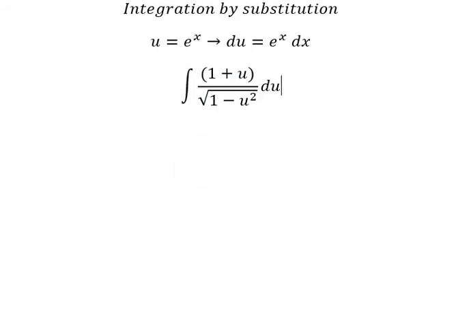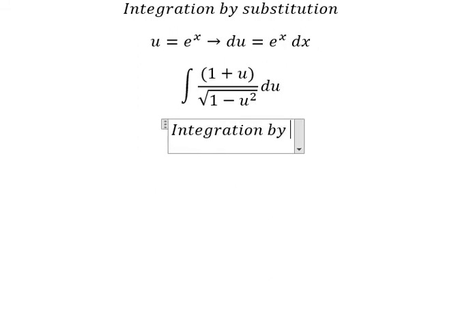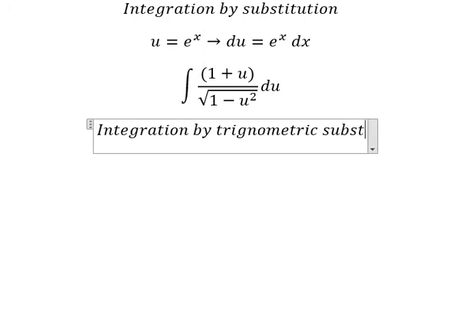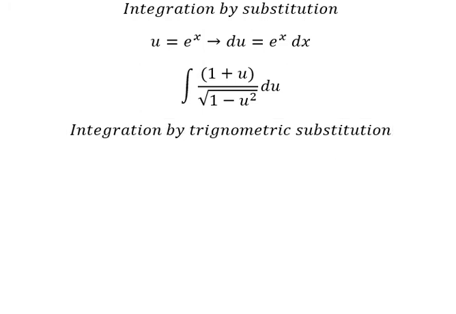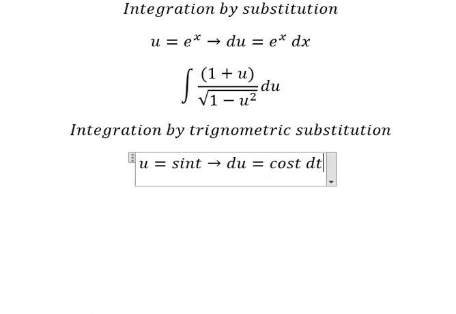Next, we can use integration by trigonometric substitution. So I will put u equals sine t, because if I put this one here, we have 1 minus sine squared t. Later we change it to cosine squared t. We simplify the square root and du. For du we have cosine t dt, after we take the first derivative of sine t, you get cosine t.